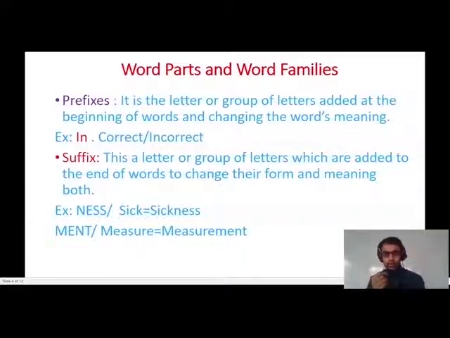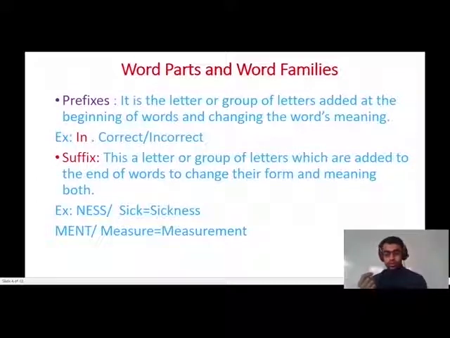Suffix. A suffix is the same as a prefix in terms of combination. It can be a single letter or a group of letters, but the difference is that it is added to the end of the word, not to the beginning. The prefix is added to the beginning, while the suffix is added to the end of the word. And it usually changes the meaning and form both. This is the difference.